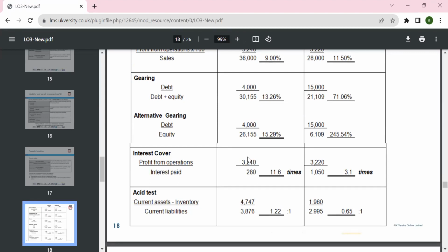So profit from operations divided by interest paid, also known as the finance cost. This is 11.6 times: our profit is higher than the interest cost. You will see here that because their debt is less, they are a less risky company, and that's why they're paying less interest. So 11.6 times their profit is higher than the interest. And this is only 3 points. So next year, if their profit drops from 3.1 times, they can't really meet the interest amount they're supposed to pay. So that's very risky.